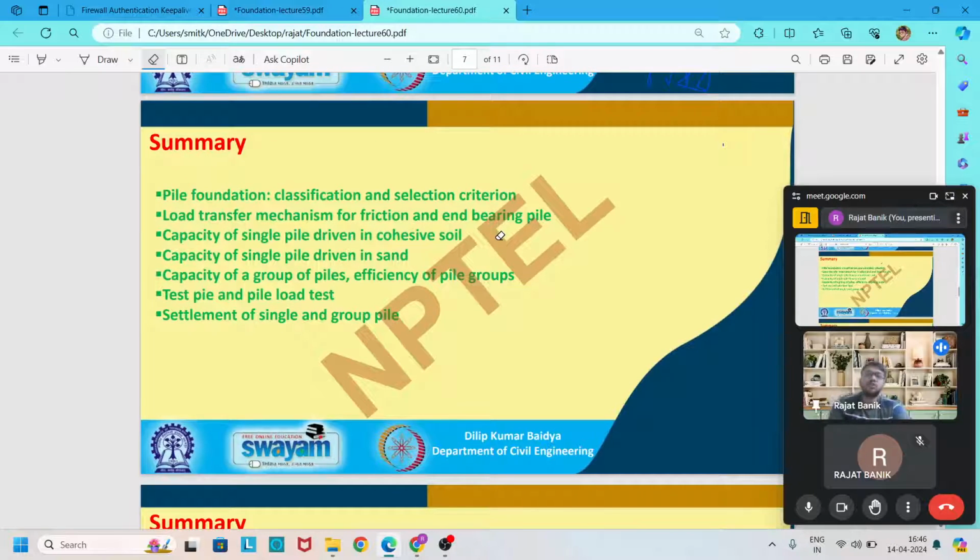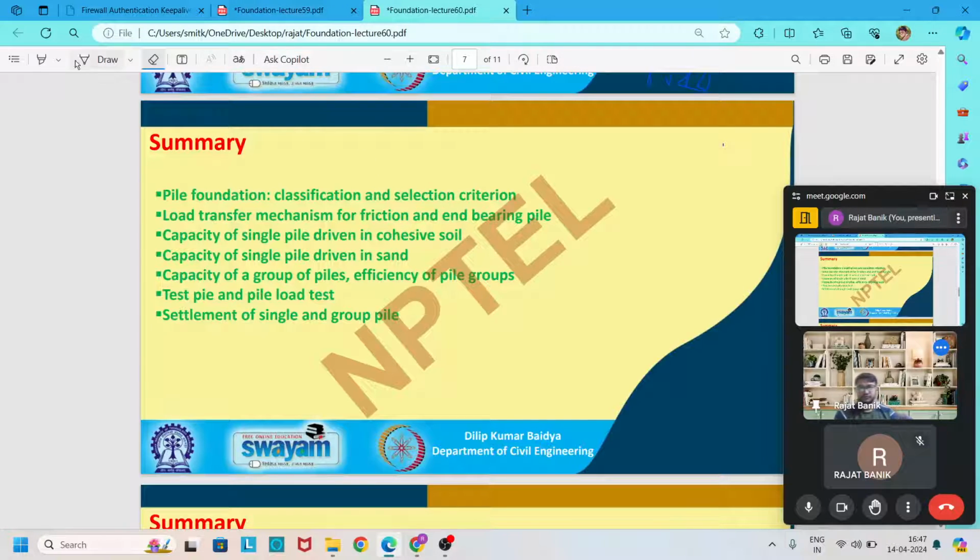Then we go through the different types of deep foundation. In the deep foundation, we mostly study the pile foundation. Here we study the different types of piles based on material, function, like that, and also the selection criteria. Then we study the load transfer mechanism of this pile foundation through friction or end bearing, and also find out the capacity of a single pile driven in cohesive soil.